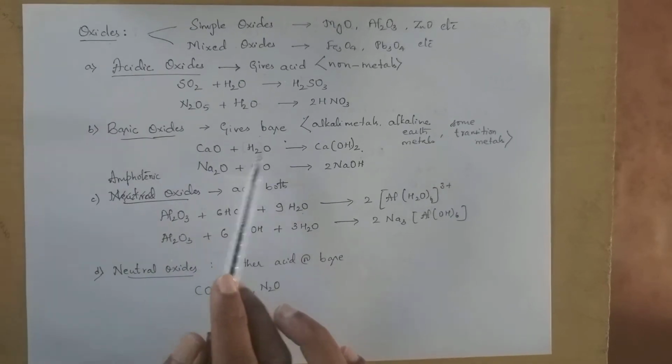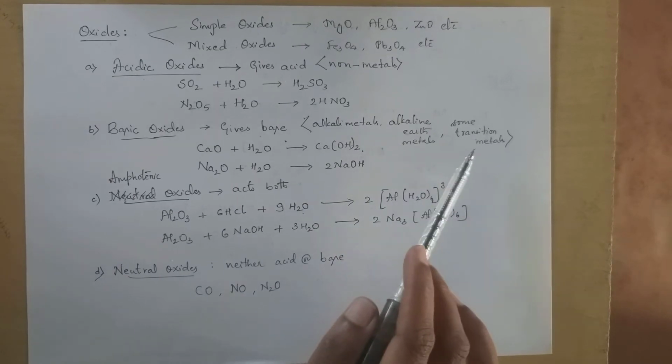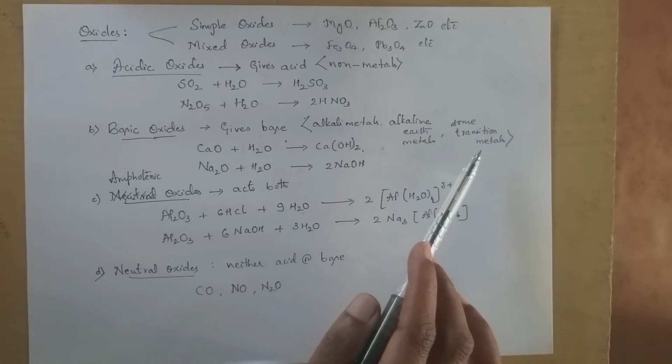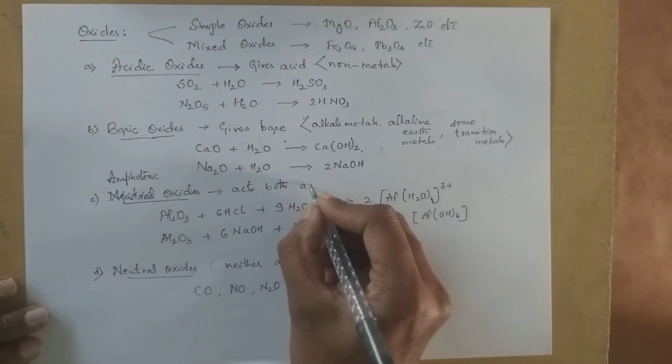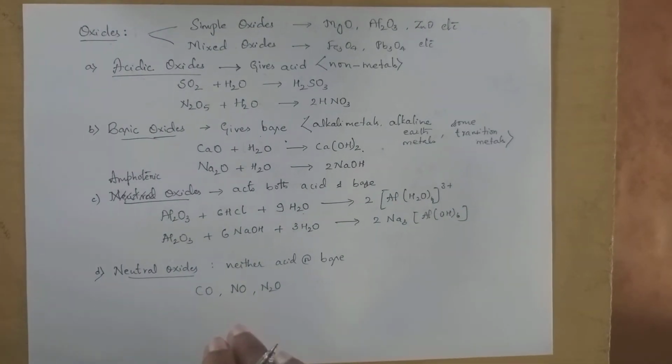Whereas basic oxides give base with water. Generally alkali metals, alkaline earth metals and some transition metals form basic oxides. Then amphoteric oxides act as both acid as well as base, whereas neutral oxides act neither as acid nor base. So this is about the oxides. Under the oxygen family we learned two compounds, that is dioxygen and ozone. Next, coming to the second element in group 16, that is sulphur.